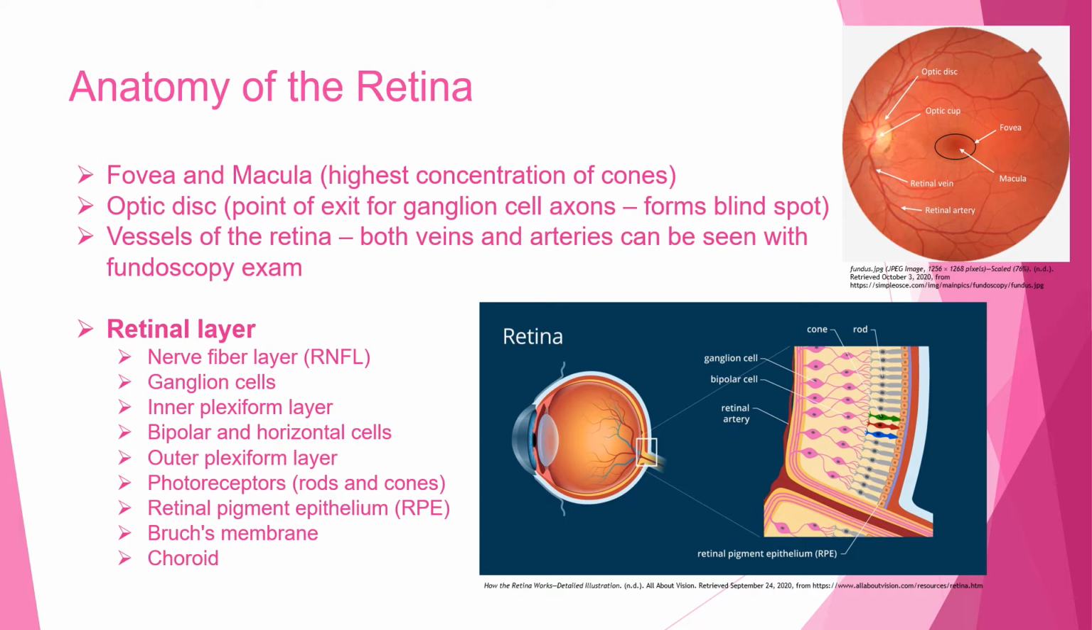There are also a lot of vessels of the retina that you will be able to appreciate on fundoscopy, and you will be able to visualize both the veins and the arteries on the exam. As you can see, there are a lot of layers in the retina listed there below. I'll explain the three layers that we talked about in the previous slide. The retinal pigment epithelium is the first site to be affected in the case of AMD.